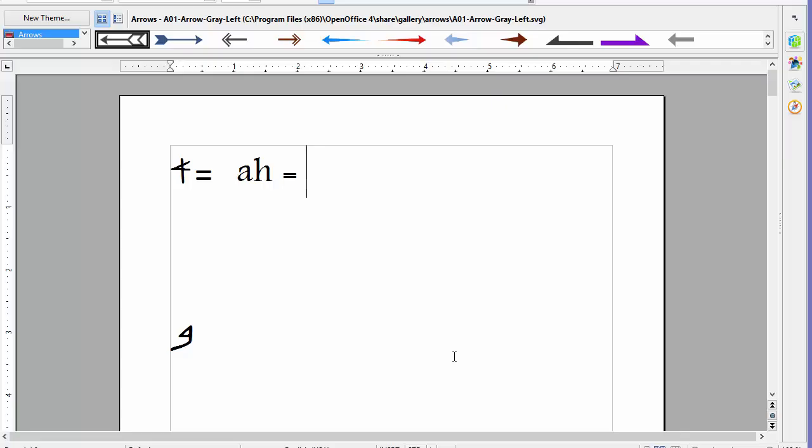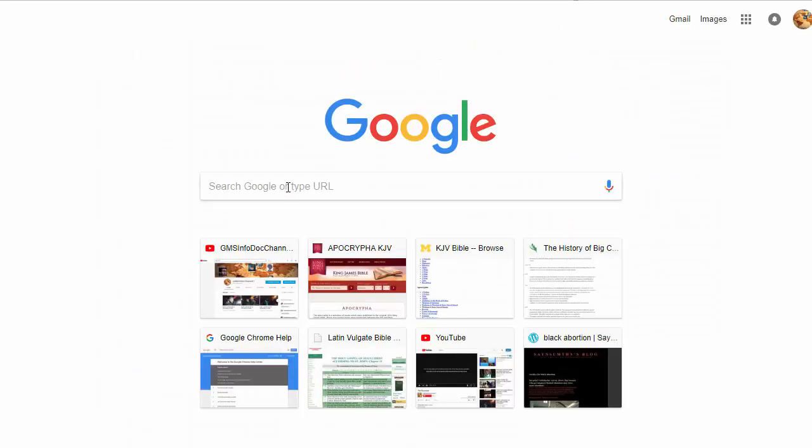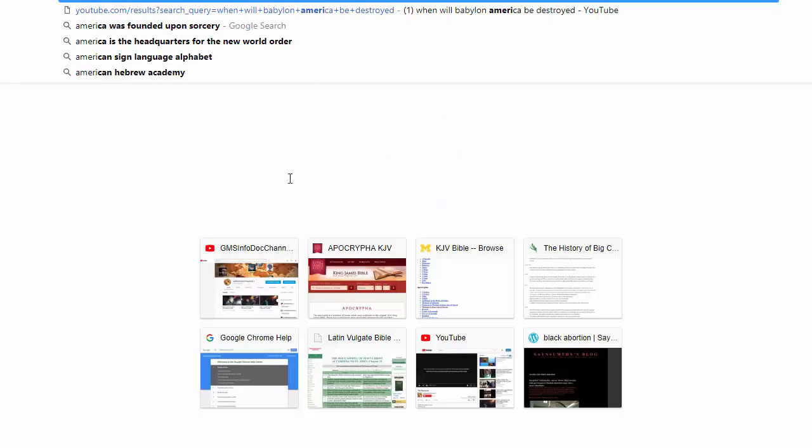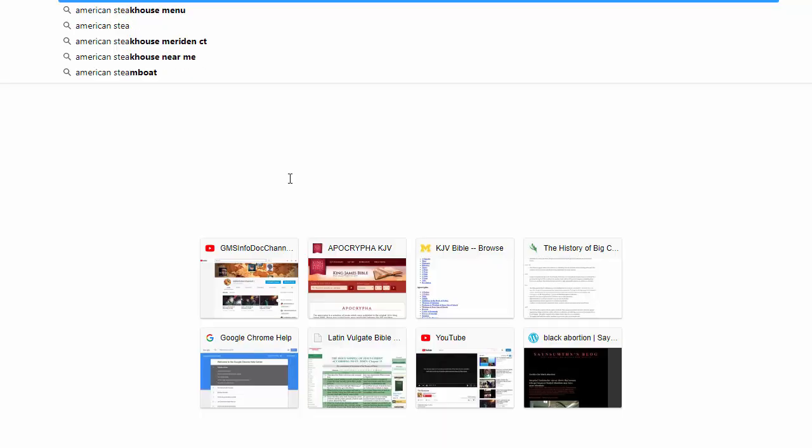Okay, so the ah comes from a Hebrew word, alap, which means the number 1,000, or it could also mean cattle. Okay, and then when you take this character here and you turn it counterclockwise, where the long stem is on the top, it will look like a stick figure of a cattle head, and you have, let me see, American Steakhouse.